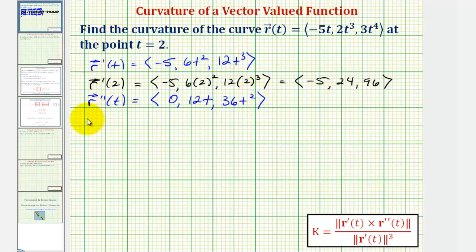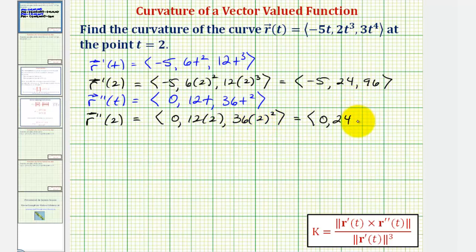So now r double prime of 2, we'll substitute 2 for t. So we have an x component of 0, a y component of 12 times 2, and a z component of 36 times 2 squared. So we have an x component of 0, a y component of 24, and a z component of 36 times 4, which is equal to 144.